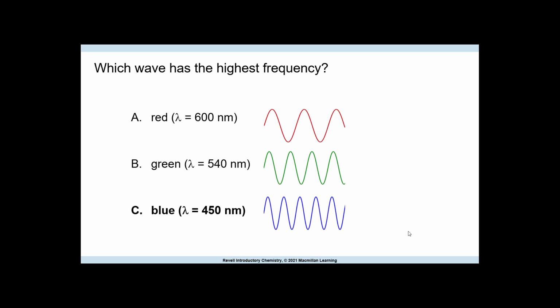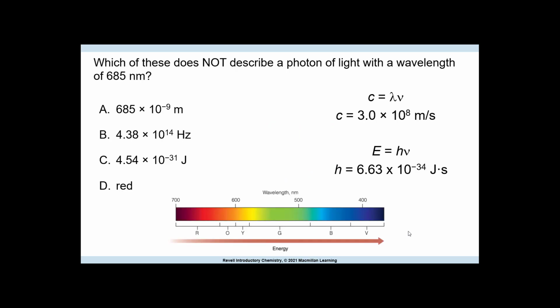And the highest energy is actually in the 400 range, where red is in the 600 to 700 range. It's kind of the opposite. The lower number means a higher energy for the visible, and the higher number means lower energy. Okay, so which of these does not describe a photon of light with the wavelength?